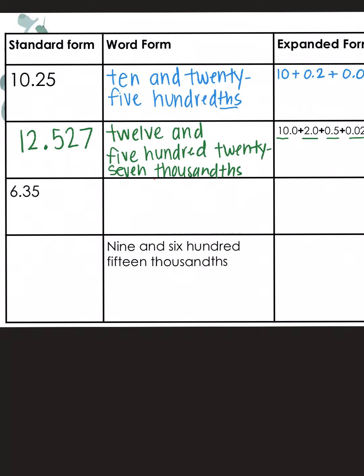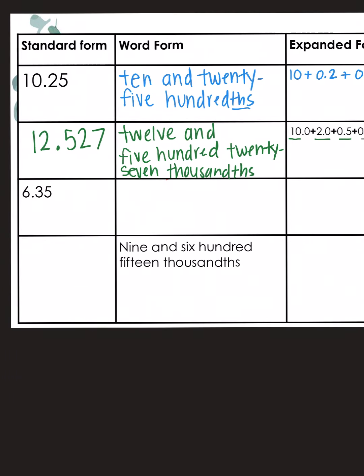At the bottom, they give you the number in word form. I like to start by figuring out what the number is in standard form. So here I can tell that I have 9 wholes because I see the word and there, which indicates the decimal. So I have 9 point. Now I have 615 thousandths. I know my last digit has to be in the thousandths place. So 615, and it is in the thousandths place.